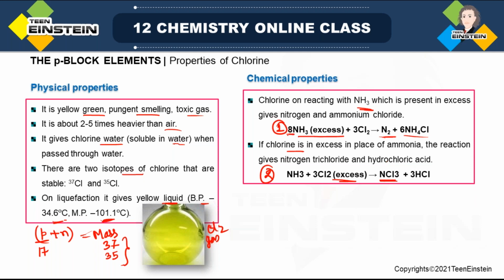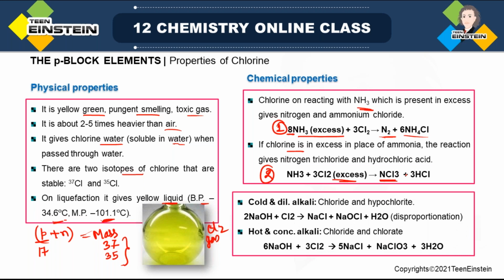See here the number of moles that are reacting with a specific number of chlorine. These numbers are also different. 8 moles of ammonia, 3 moles of chlorine. But in the second reaction, 1 mole of ammonia, 3 moles of chlorine. So the products are different: NCl3 and 3HCl.